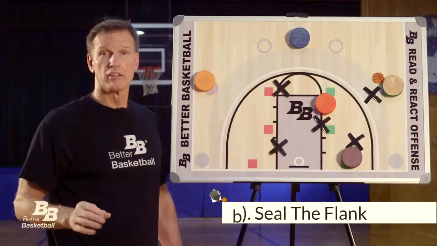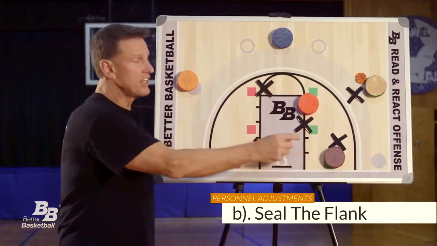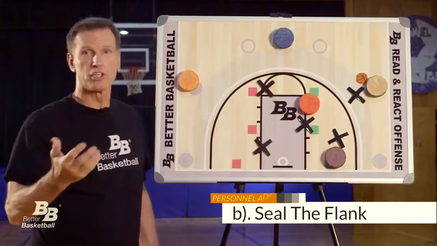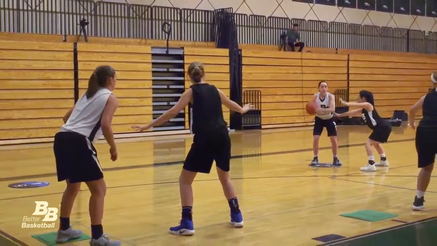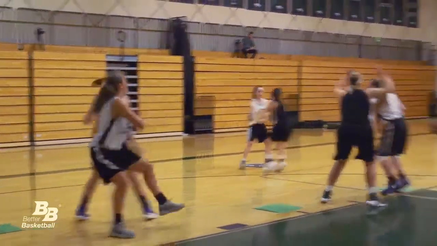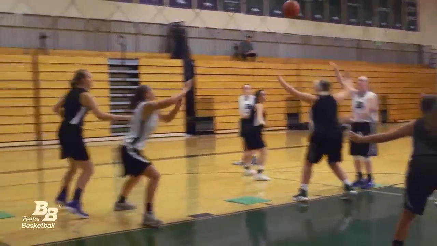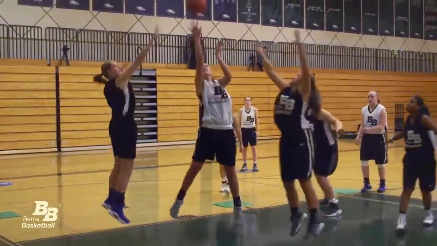Seal the flank. You're in the flank, and the defense is matched up fronting you. The ball is passed to the nail. Instead of flashing to the go, the flank can seal the defender and then follow the pass to the go.